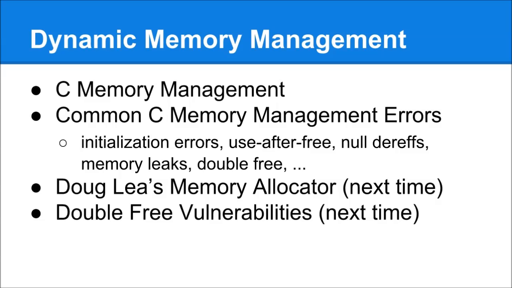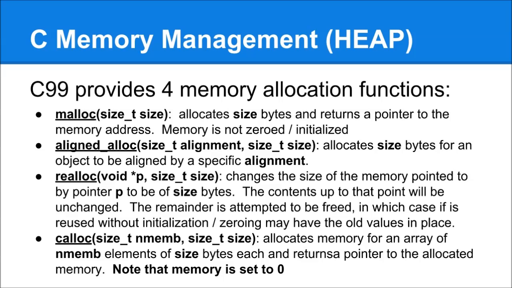So we're going to cover the C memory management model, and we're going to cover some common errors. If we get to it, I'll probably cover Doug Lea's memory allocator, and maybe a double-free vulnerability. We will see. I'm ahead of schedule. The C99 standard provides four memory allocation functions. malloc: if you've seen C, you've seen malloc. You should be pretty familiar with it.